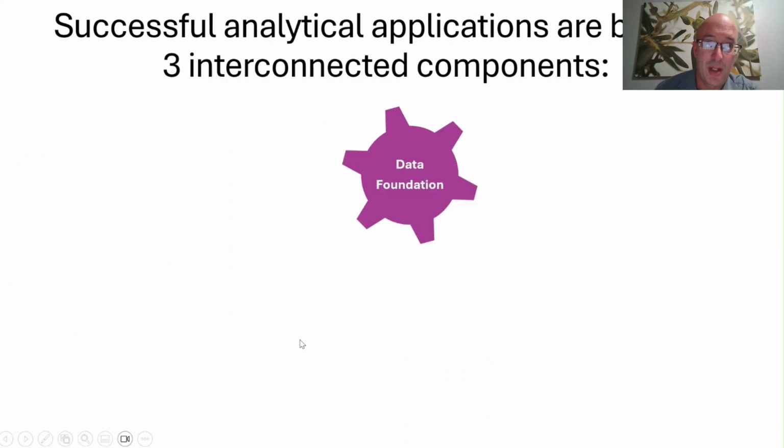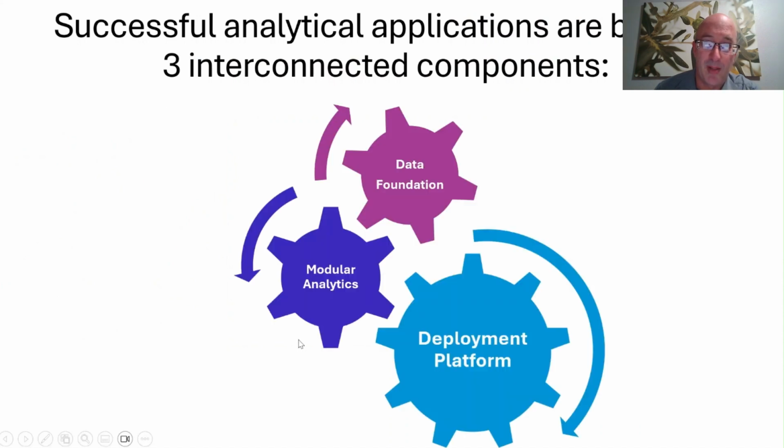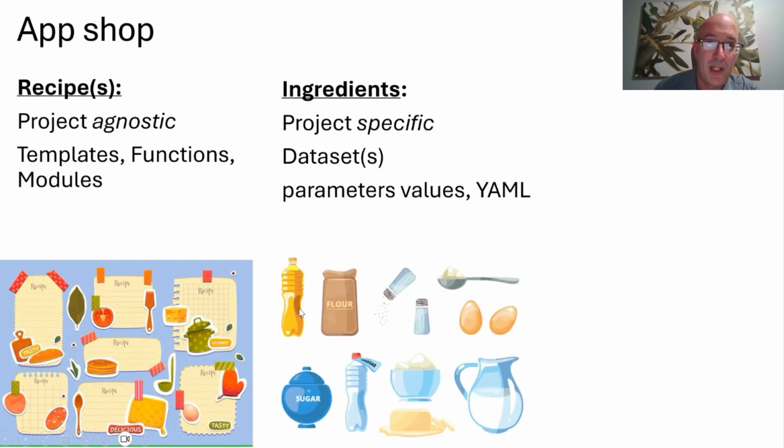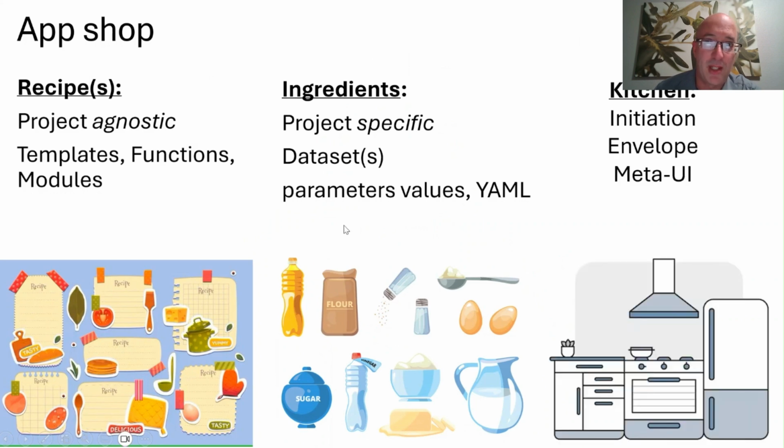A successful analytic application is built on top of three interconnected components: data foundation, modular analytics, and deployment platform. Back to our app shop analogy. Recipes. These are functions, modules, project agnostic, that capture our unique analytic pipeline. The ingredients. These are the datasets, along with parameters, values, YAML, which are usually project specific. And where the magic happens is the kitchen. That's where we take the recipes and the ingredients and initiate them together under an envelope, or what I would call here a meta UI.